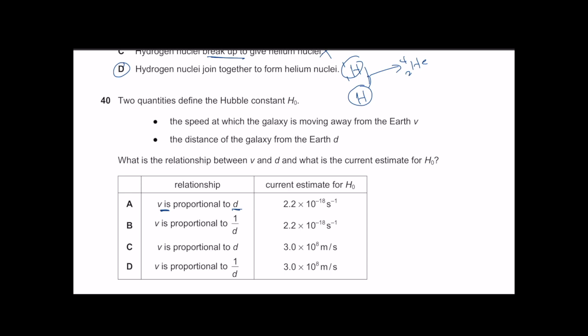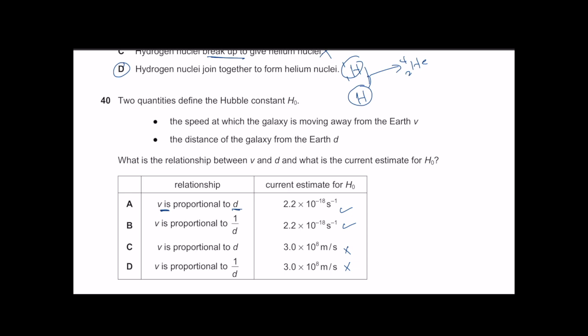And the current estimated value for H, what it should be: 2.2 times 10 to the power negative 18, per second. Yeah, both here will be correct. But this is the speed of light; it's not here. These two numbers are correct, but you don't have to memorize this.